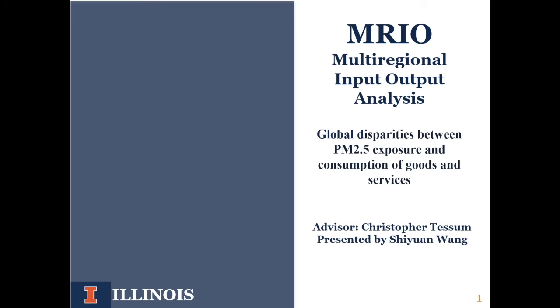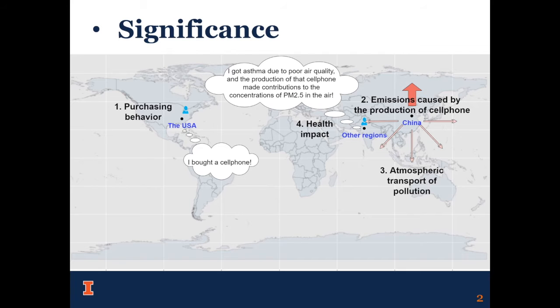Hello, I'm going to give a brief introduction on my recent research topic, the multi-regional input-output analysis on global disparities between PM2.5 exposure and consumption of goods and services. Have you ever thought about where and how many pollutants will be emitted if you buy a cell phone, and what global effect will those emissions have?